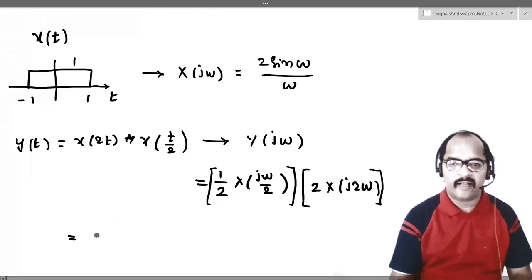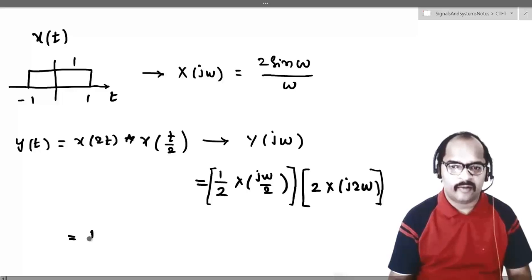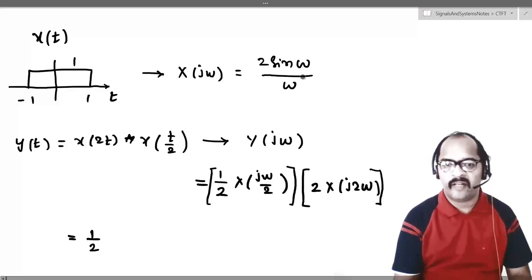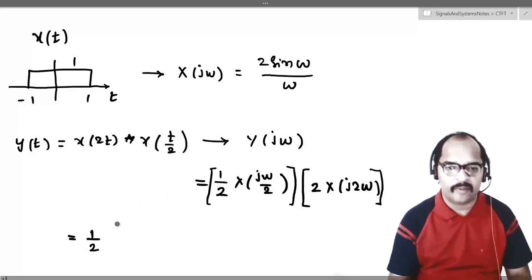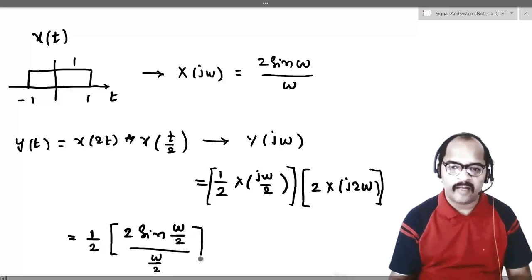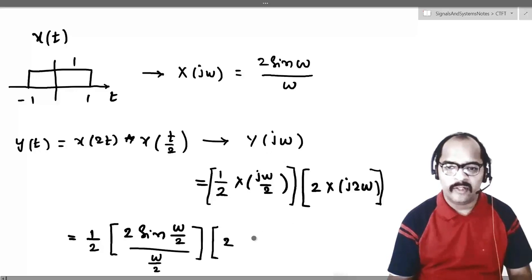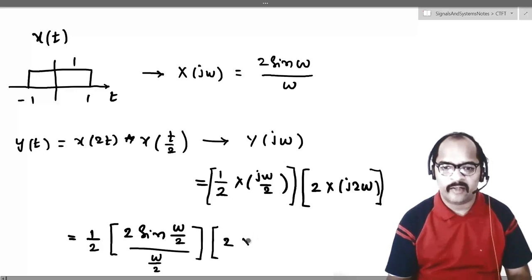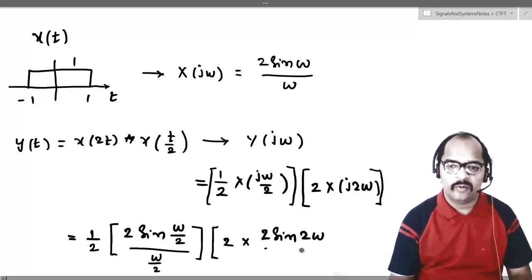So this should be equal to finally how much? Here x of j omega is there, so let us substitute that. The first term is 1 by 2 x of j omega by 2. Wherever there is omega, replace with omega by 2. So this should give you 2 sine of omega by 2 divided by omega by 2, and again this is multiplied with 2 into x of j 2 omega. So that should be 2 times 2 sine 2 omega divided by 2 omega.